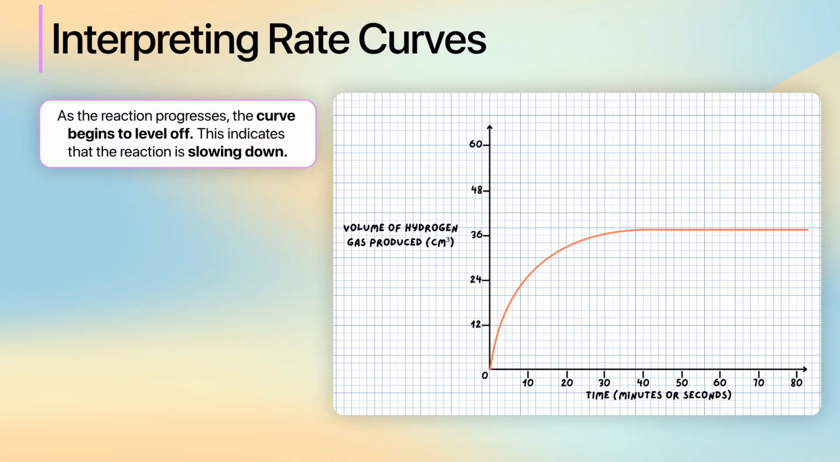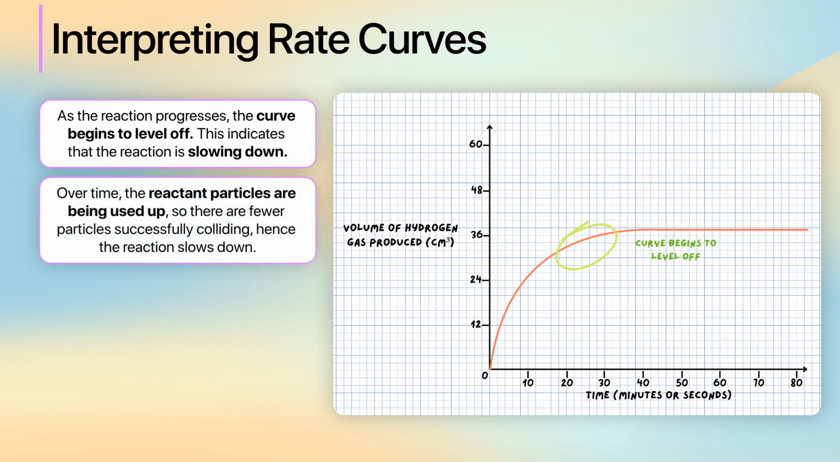As the reaction progresses, the curve begins to level off. This indicates that the reaction is slowing down. Over time, the reactant particles are being used up, so there are fewer particles left to collide. This results in fewer successful collisions, therefore the reaction slows down.